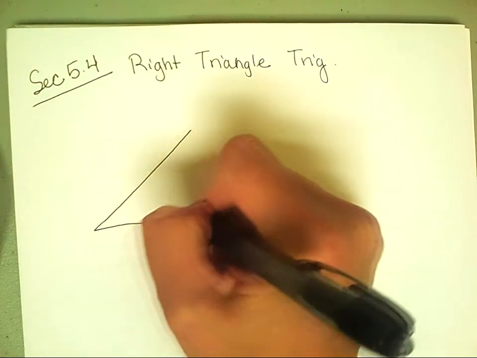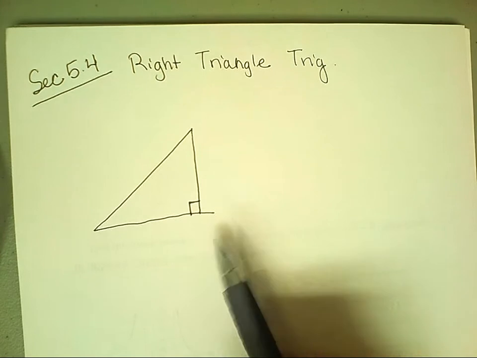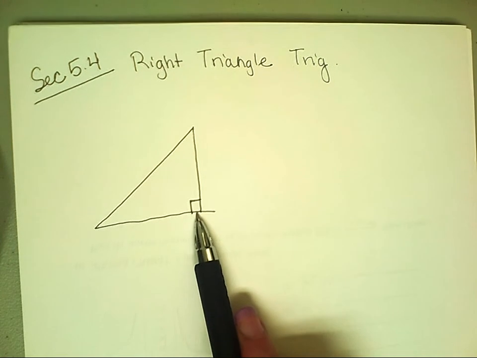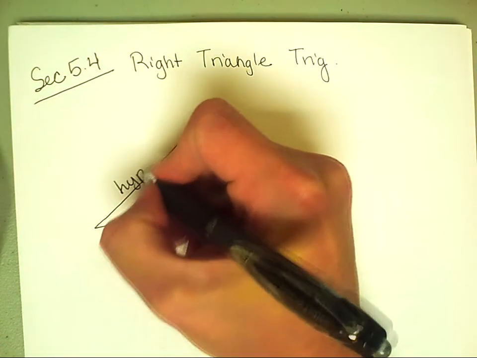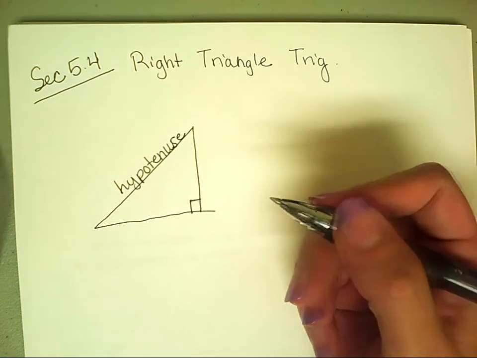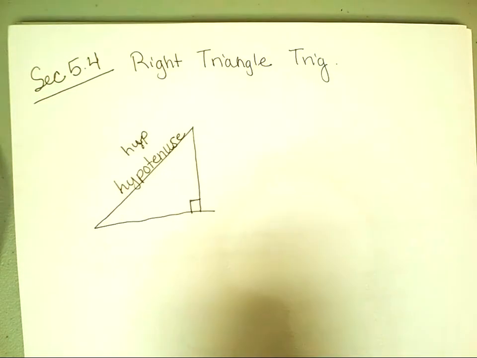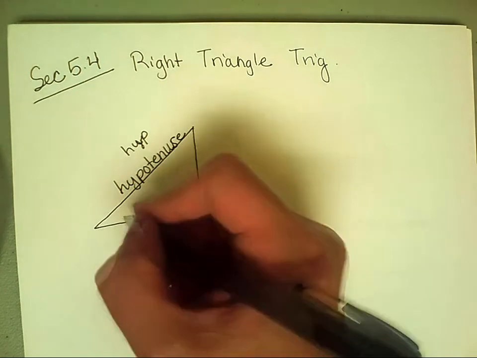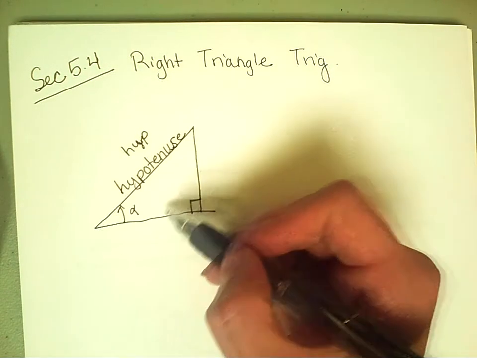Okay, so if we look at a right triangle, we know it's a right triangle because we put this little symbol here, meaning it's a right angle. Now, the side opposite the right angle is always the hypotenuse, and we usually abbreviate that HYP. And let's say we have an angle here, alpha. Then we have two other sides.